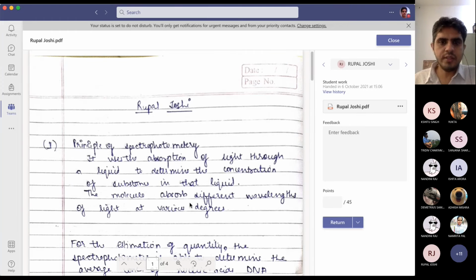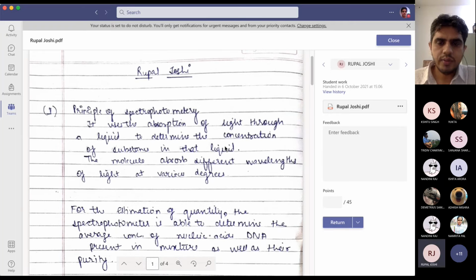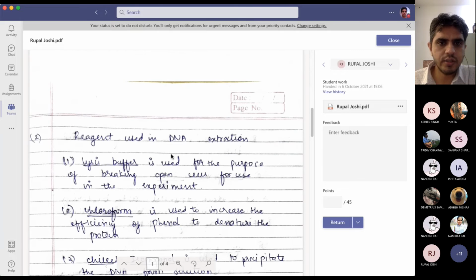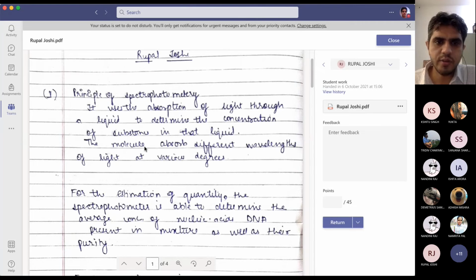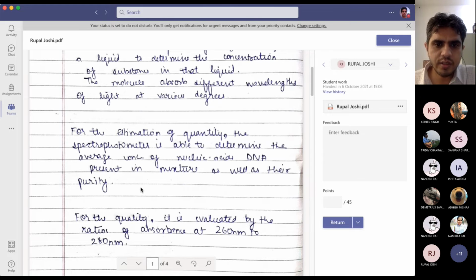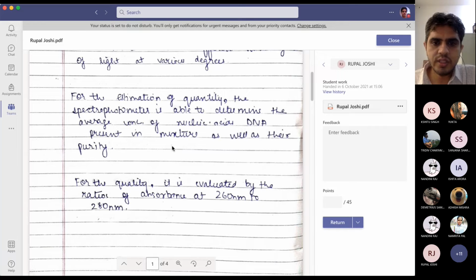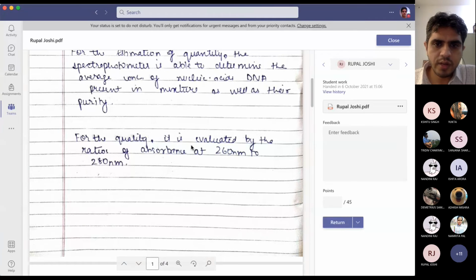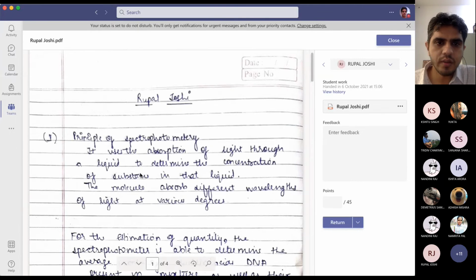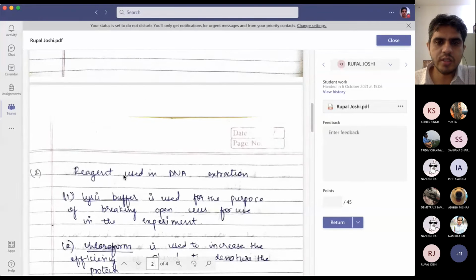Okay, so Rupal, are you able to see your paper? So let me determine the concentration. In this question you didn't write the principle. In the principle you have to write about the Beer-Lambert law. Molecules absorb different wavelengths of light to various degrees, for estimation and quantification. For the quantification you didn't write about the 260 nanometer and also what OD you are going to get. After that, if the absorbance is going to be 1, and for quantity evaluate by the ratio. So ratio, yes, but what does this ratio mean, high or low? So a very poorly attempted question. So just 1 mark for this.